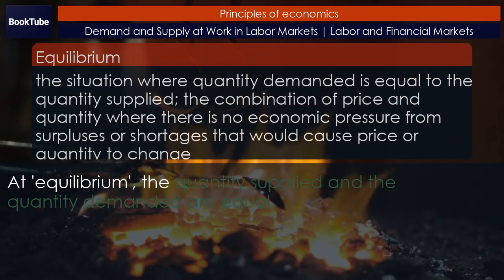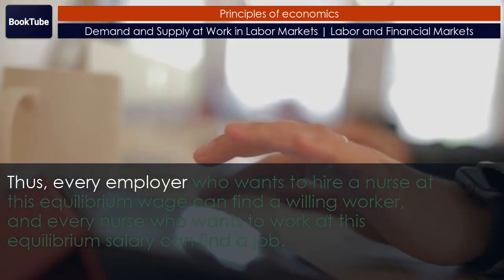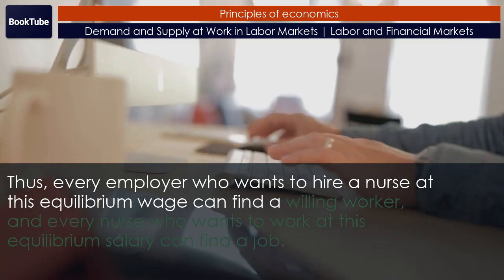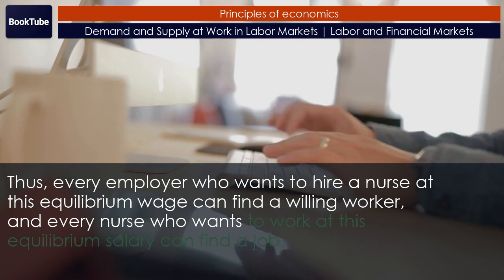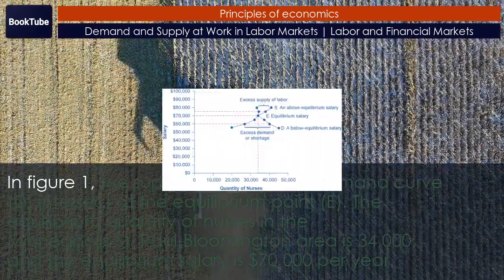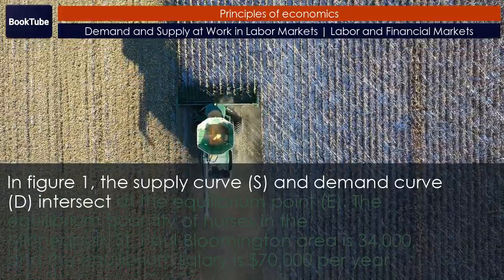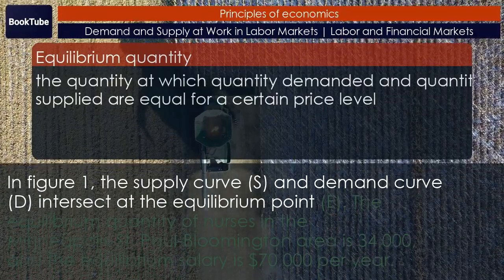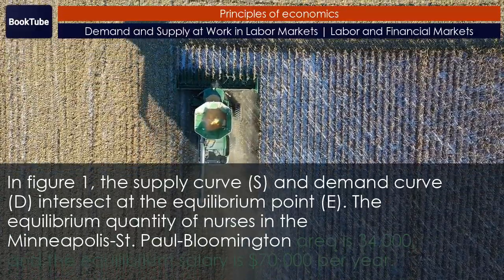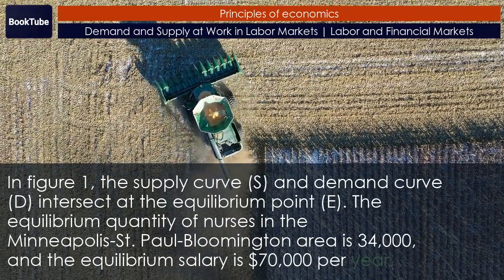At equilibrium, the quantity supplied and the quantity demanded are equal. Thus, every employer who wants to hire a nurse at this equilibrium wage can find a willing worker, and every nurse who wants to work at this equilibrium salary can find a job. In Figure 1, the supply curve, S, and demand curve, D, intersect at the equilibrium point, E. The equilibrium quantity of nurses in the Minneapolis-St. Paul-Bloomington area is 34,000, and the equilibrium salary is $70,000 per year.